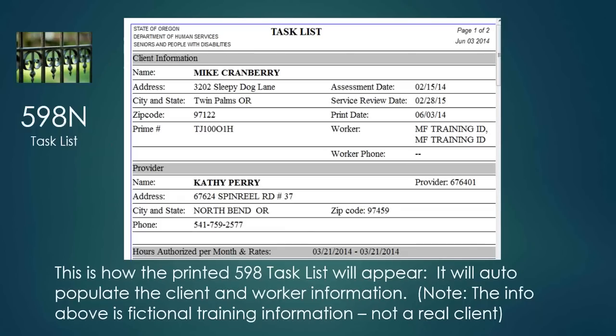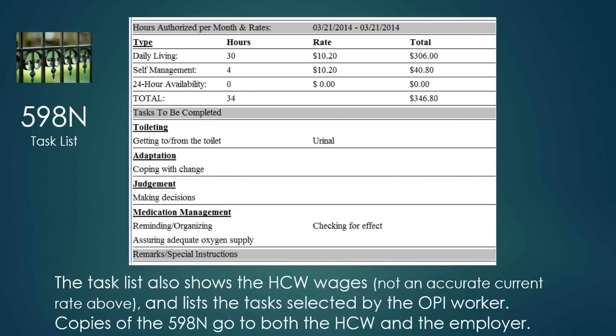This is a printed form that comes directly from the printer in the case, and this particular example is a fictional training example, so no information is real, but it will list the client and the provider, and that might be an agency. It will list the amount of money or the rate that they're being paid, and it will talk about the tasks that are authorized for that provider.